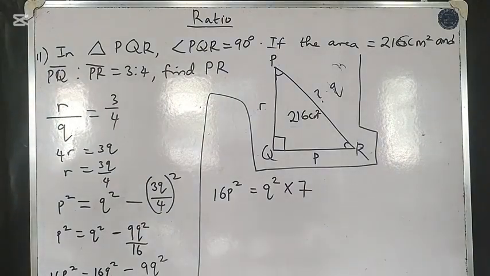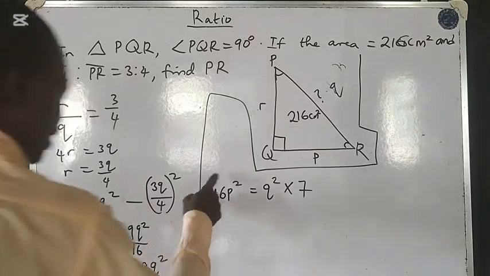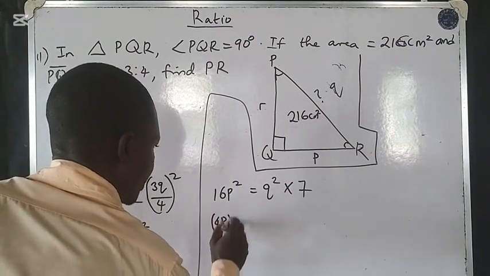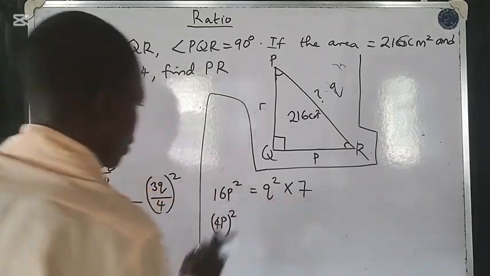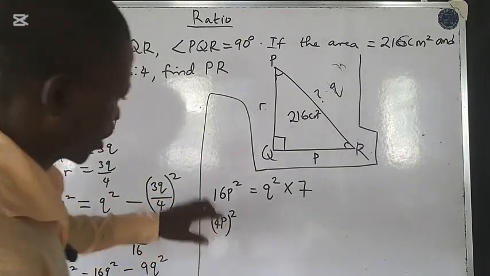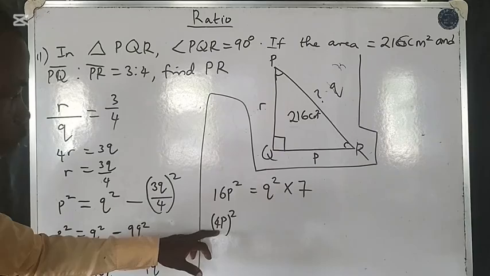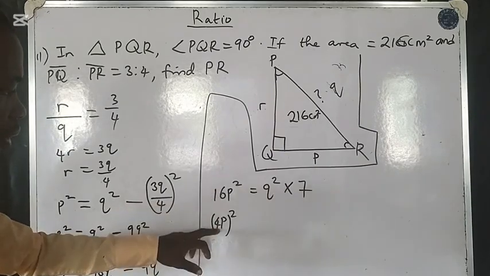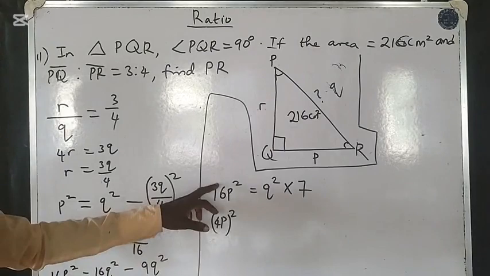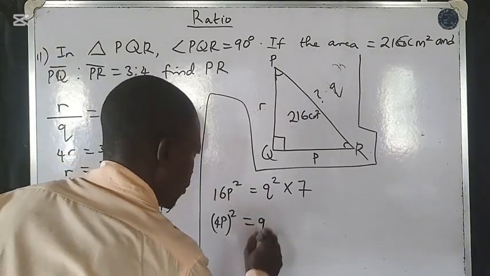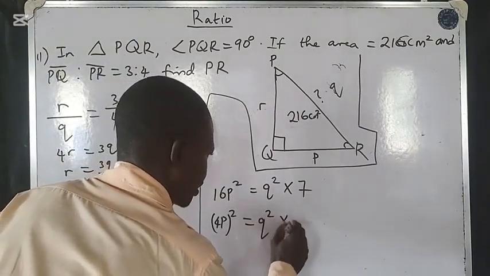So this 16 can be expressed as 4 squared. Let's write it in this way in order to make the two of them squared. 16 is the same as 4 squared. So we write 4 squared instead of writing 16. Then we have (4p) squared equals q squared times 7.